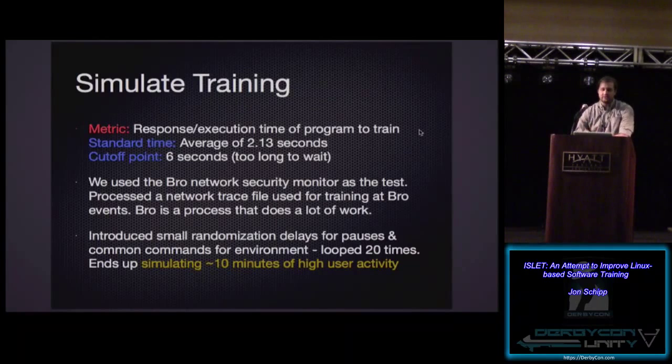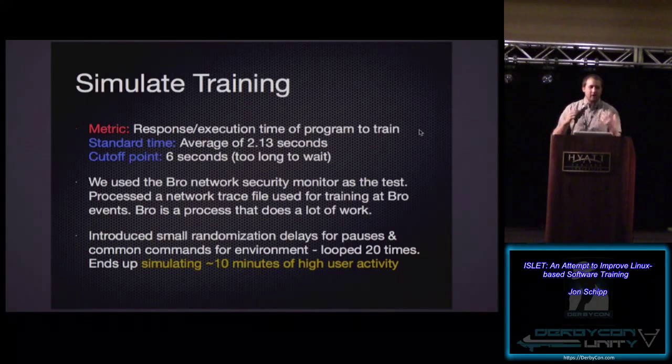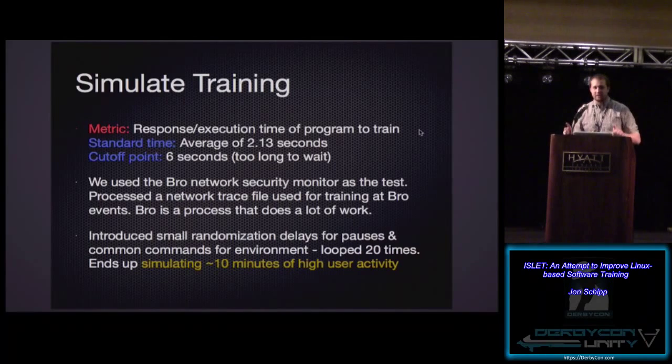So what we did was we simulated some training. We figured out what is the best metric we can use to decide whether something is too slow. For us, we put in the level of patience the user has whenever they're training. It took about 2.13 seconds to run Bro through a common exercise PCAP file that they use at Bro training events. We said, let's say at 3 times that amount, so above 6 seconds, that is too much for the user. Every time they have to run that and look through the data, it begins to slowly wear on them.